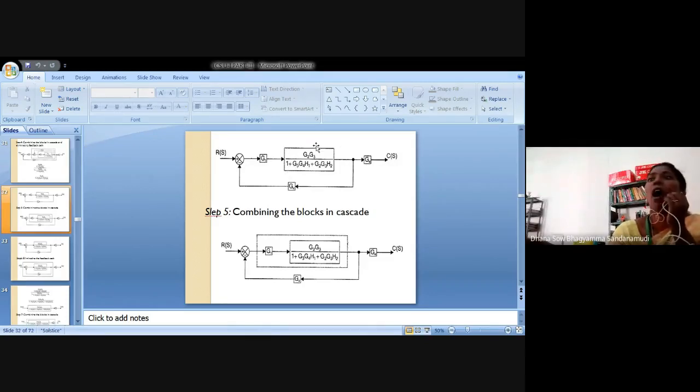Now if you see this transfer function, it is in series with this transfer function. So these two are in cascade, so combine these two. Simply multiply the gain values. And if you see, there is a negative feedback path here. So what you can do is eliminate the feedback path.